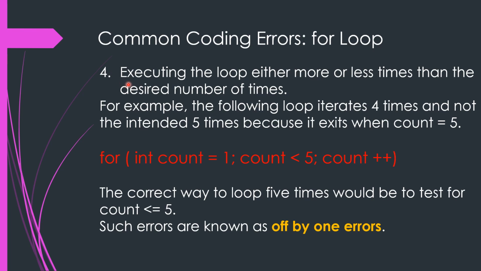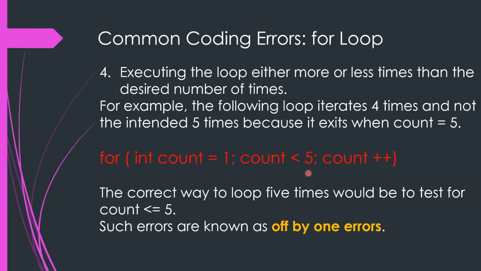Next is executing the loop either more or less times than the desired number of times. For example, the following loop iterates 4 times and not intended 5 times because it exits when count equal 5. Now, in this example, suppose we wanted to iterate the loop 5 times. So here we provided the initial value as 1 and this test condition value as 5.